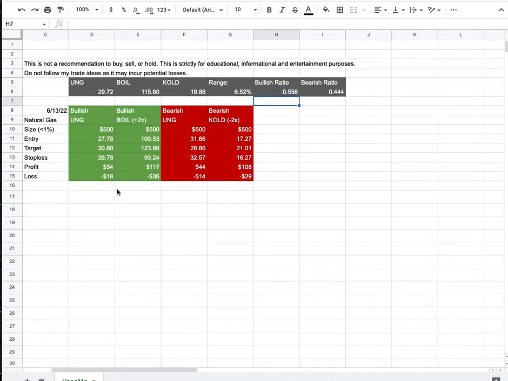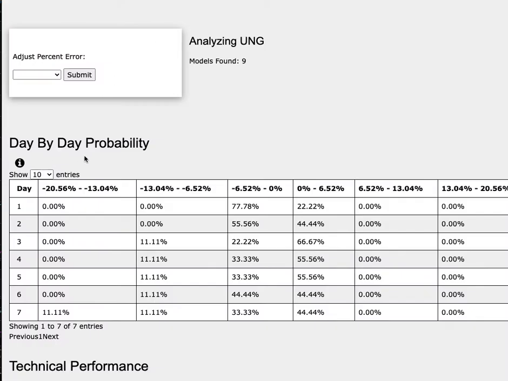So how did I develop these trade ideas? It all comes from the day-by-day probability model. As we progress to the 5th day of trading, natural gas has a 56% chance to climb between 0 to 7%. To the downside, it has a 33% chance to fall between 0 to negative 7%, and an 11% chance to fall between negative 7 to negative 13%.